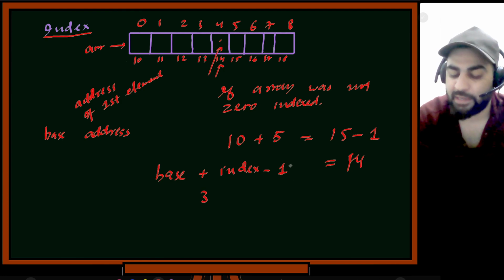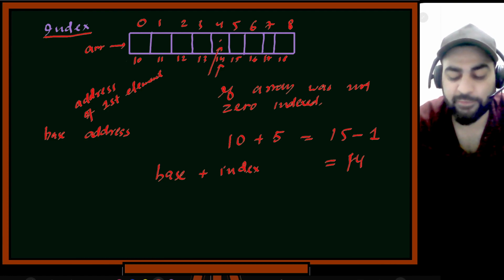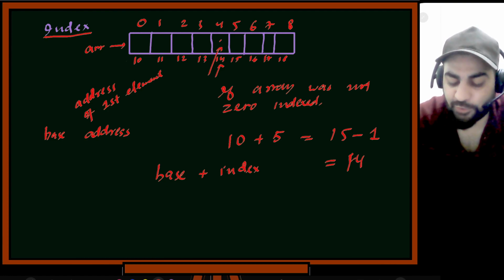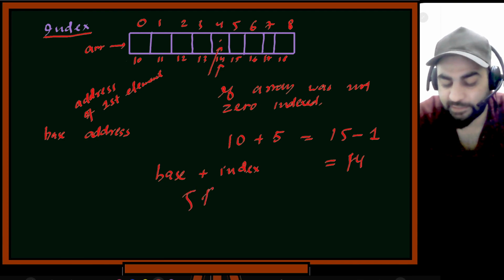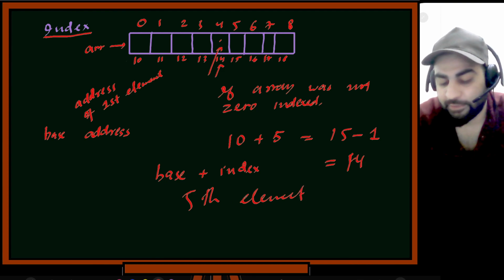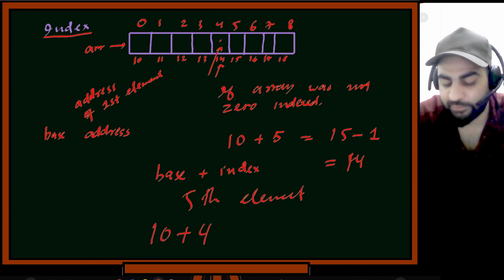So what will happen is, now I don't have to do this extra calculation. I just have to say base plus index. So now if you want to get the fifth element, what you will do is you will say index of 4. So here you will directly get it. Let's suppose you want the fifth element. In that you have this 10. Now the index is 4, so you'll directly say 10 plus 4. This is equal to 14.